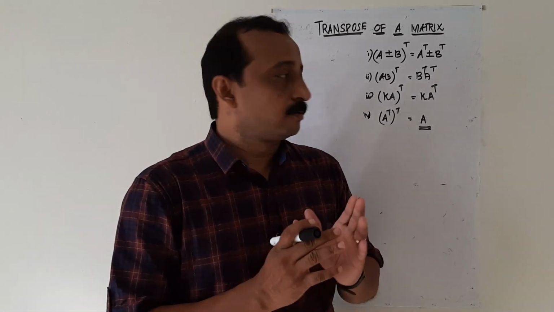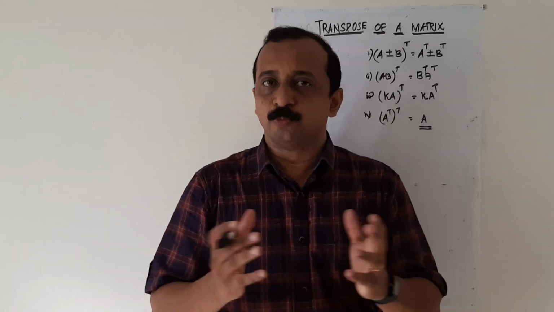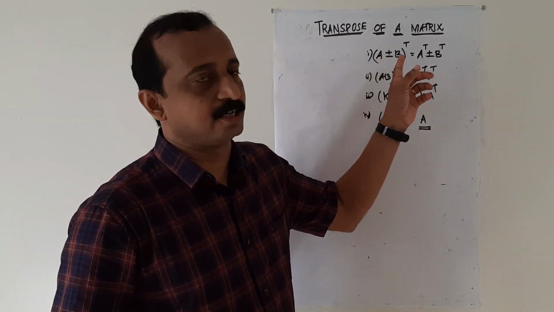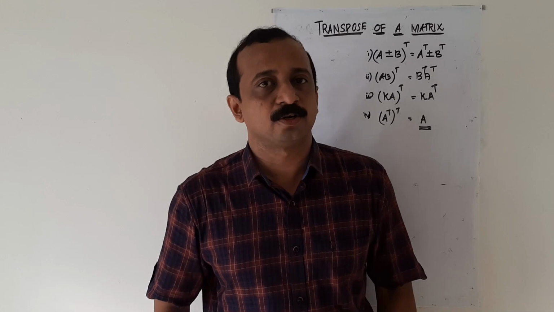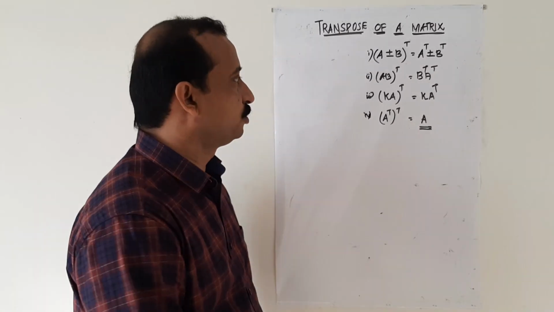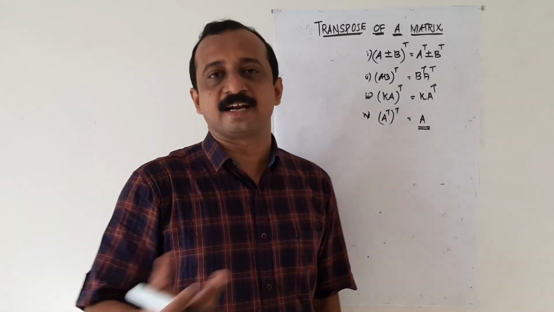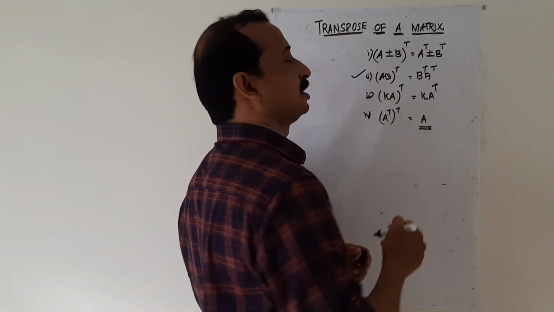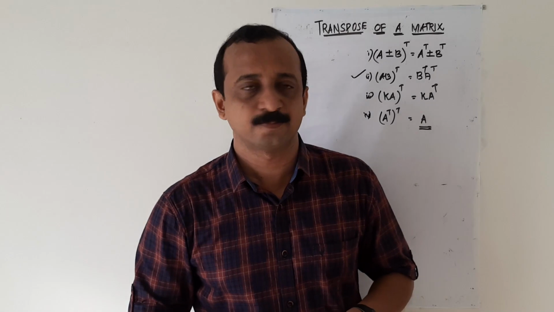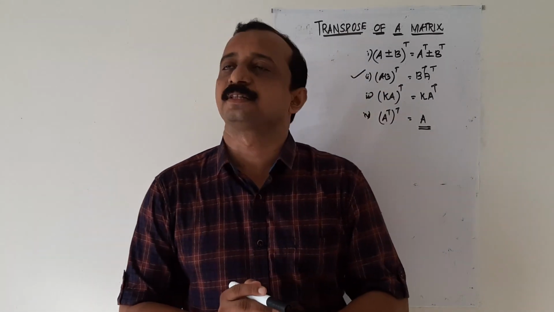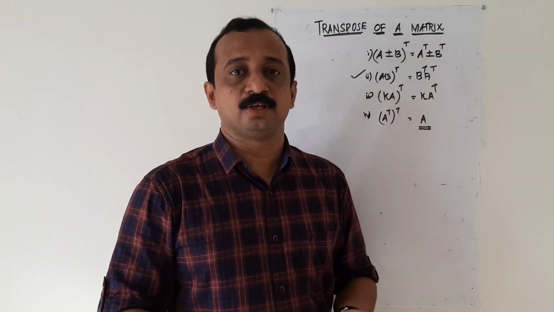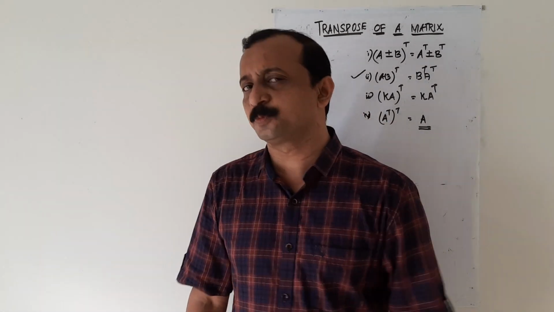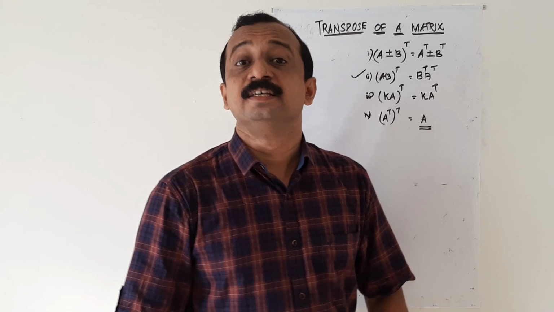Okay. Our properties are, if A and B are two matrices: the first property says that (A plus or minus B) transpose equals A transpose plus or minus B transpose. (A into B) transpose equals B transpose into A transpose. It's a very important property. Then the third property says that (K into A) transpose equals K into A transpose, and our last property says that (A transpose) transpose equals A.